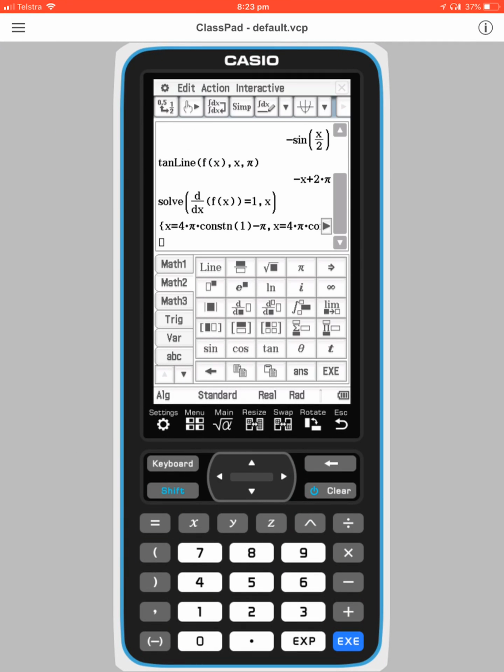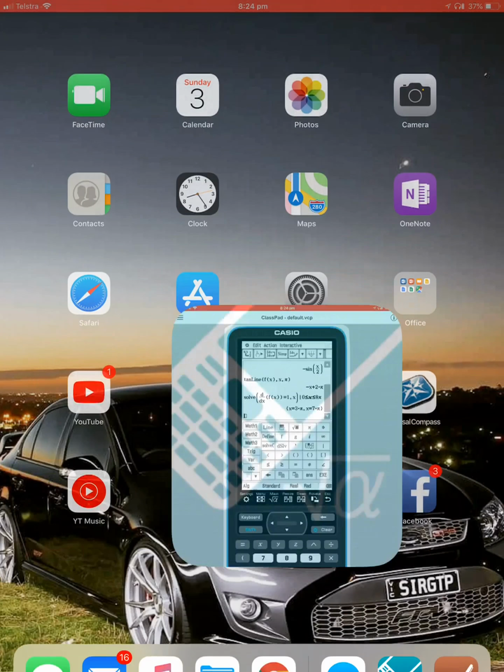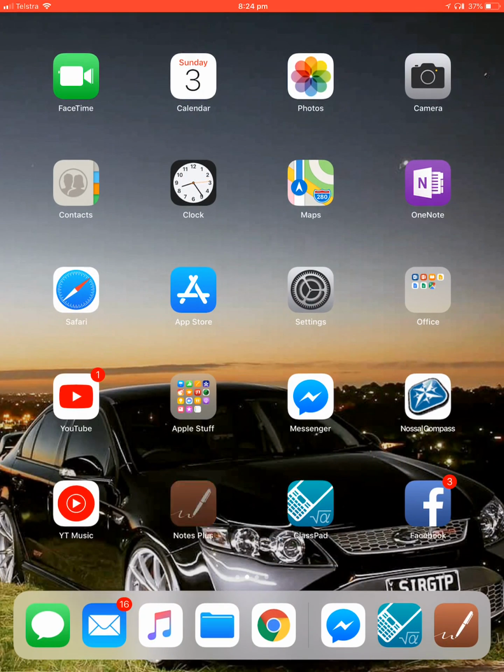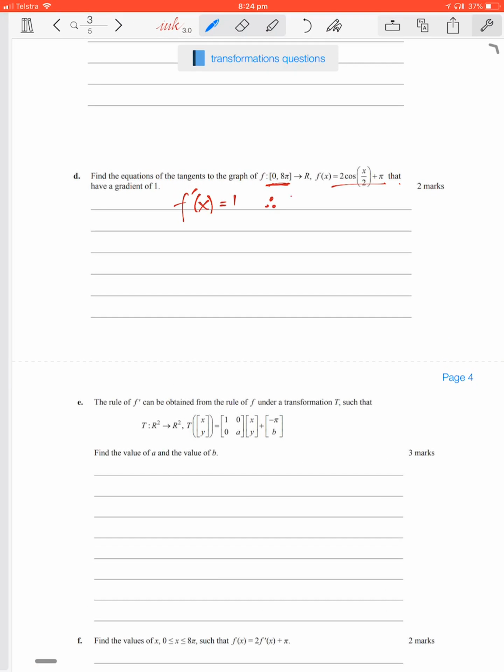Now the only problem with this is it's going to give us a general solution, but we want it between 0 and 8 pi. So 0 is less than or equal to x, which is less than or equal to 8 pi. Oops, I forgot. Okay, 3 pi, 7 pi. So there's 2 times when the gradient equals 1. x equals 3 pi, 7 pi. When x equals 3 pi, when x equals 7 pi.